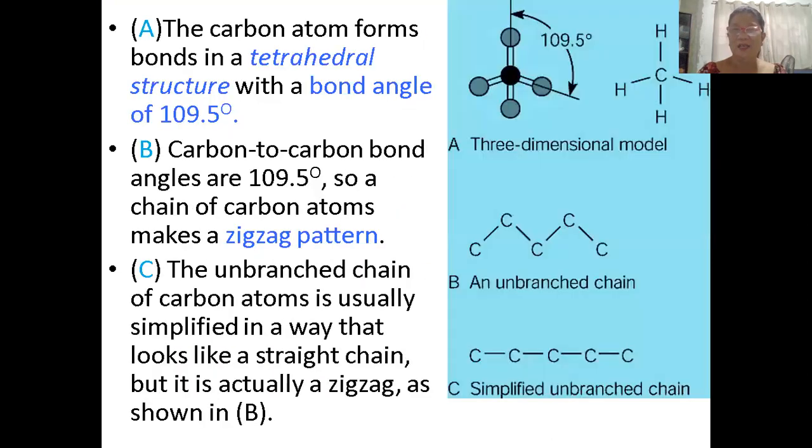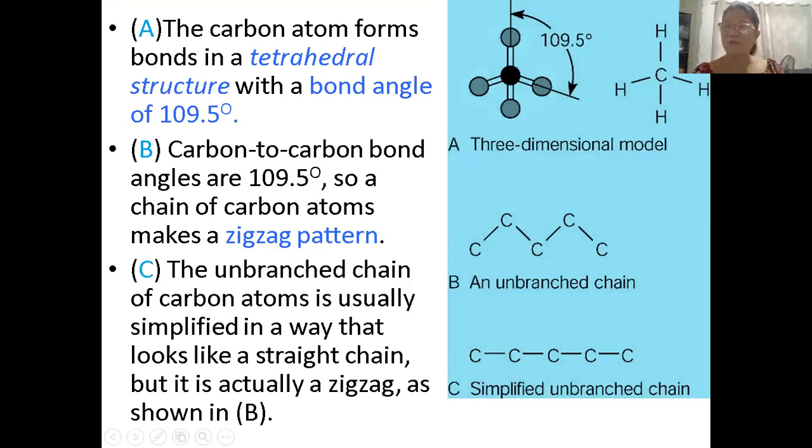Okay. So the carbon atom forms a tetrahedral structure with a 109 degree bond angle. Tetrahedral: 1, 2, 3, 4. This is your carbon, and it could bond with four others. At what angle? It is 109. This is the three-dimensional model.